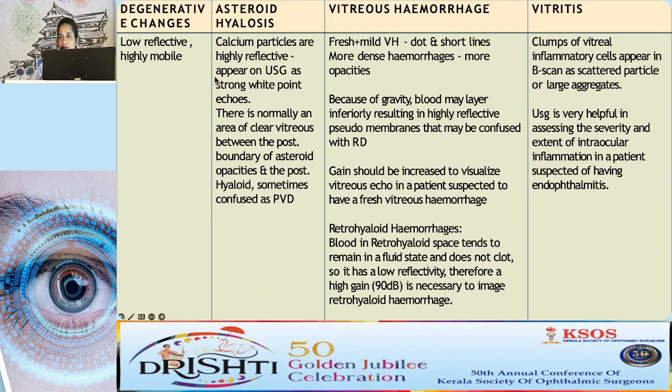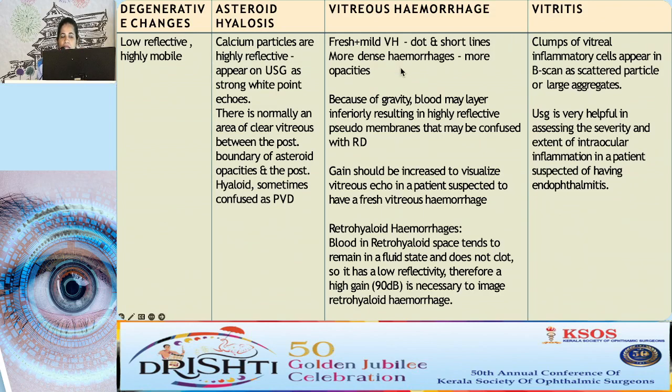The differential diagnosis of dot echoes are degenerative vitreous conditions like age-related vitreous degenerations. They are low reflective and will be highly mobile. An asteroid hyalosis will be highly reflective, and there will be a space between the echoes and the retina behind. So most of the time this can be misdiagnosed as a PVD.